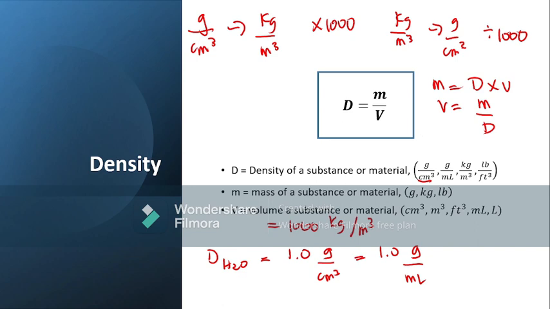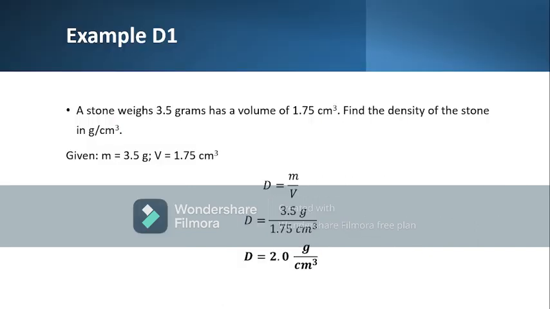So, let's have an example. A stone weighs 3.5 grams, has a volume of 1.75 cubic centimeter. So, find the density of the stone in gram per cubic centimeter. So, the given is 3.5 grams and the volume is 1.75 cubic centimeter. So, gram per cubic centimeter ang hinahanap natin sa density. So, simple. Ito na yun. This is the unit now. Unit grams and then cubic centimeter.